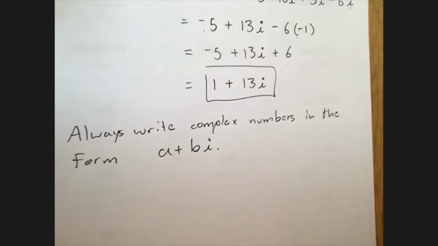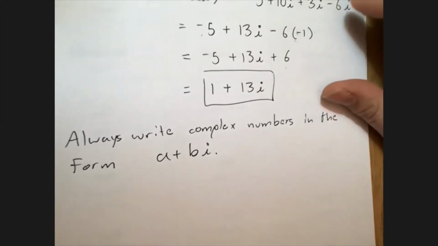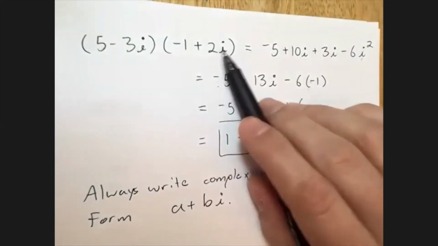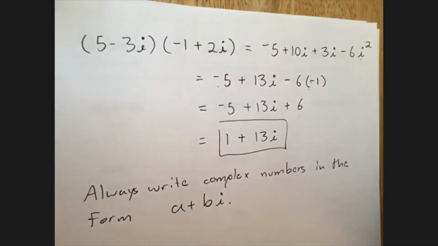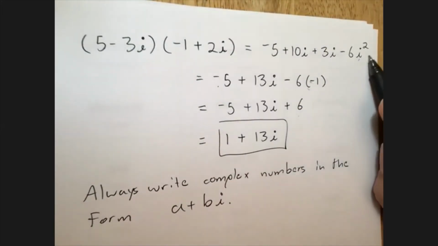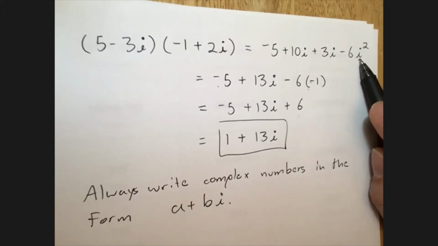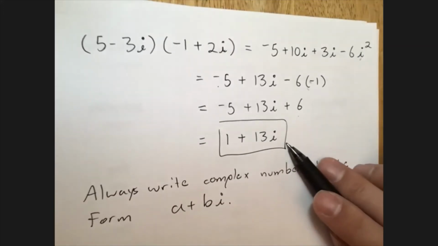Okay? But treat it like a variable. You know, if you just treated this like an x and did this, it's exactly the same, except that we have this additional fact that i squared is negative 1. So you'll have no i squareds in the final answer.